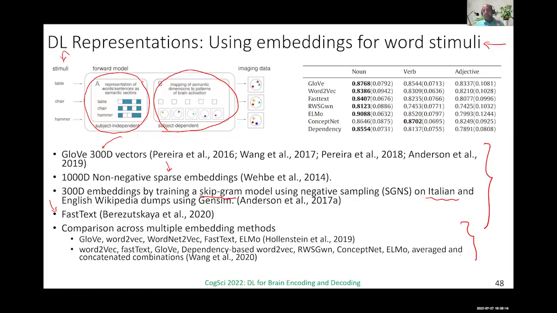People also try to compare them across different types of words, so nouns, verbs, and adjectives. And they found that yes, different kinds of embeddings could be really useful for capturing accuracy across nouns, verbs, or adjectives. So mostly everything works well for nouns, but across verbs and adjectives, one has to be choosy about which embedding works better.